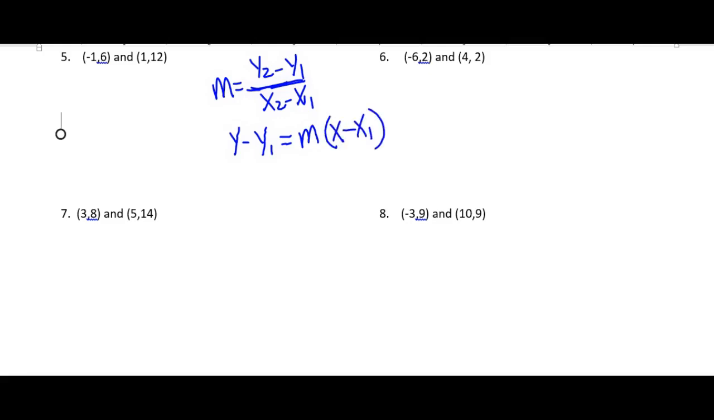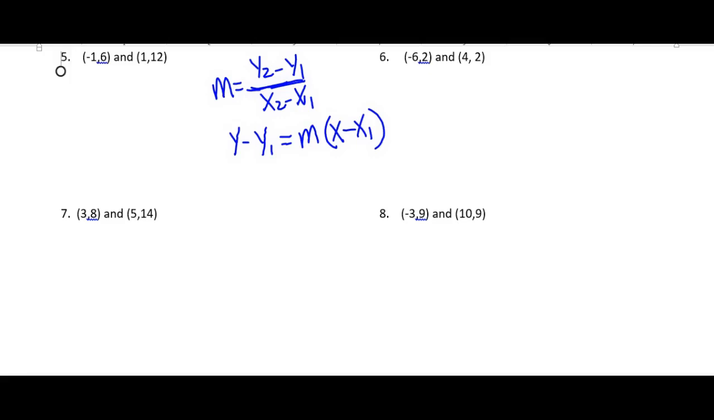Number 5, 6, 7, and 8, you are finding the equation of a line that passes through these two ordered pairs. This is where we're going to use the slope formula, which is y2 minus y1 over x2 minus x1. That gives us the slope. Then we're going to have to use the point slope formula, which is y minus y1 equals m times x minus x1. So you're going to need both those formulas. I'm going to give them to you on the test, so don't worry about memorizing them, although you should probably have them memorized by now. But if you don't, no big deal.